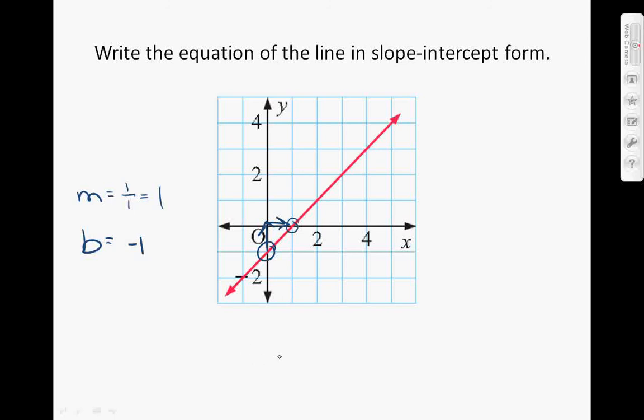So putting this into slope-intercept form, y equals mx plus b, I'm going to replace m with 1, times x, and then the y-intercept, -1. Some people might ask me if that 1 in front of the x is necessary. No. We can always assume it whenever we're multiplying by 1. So if you wrote your equation like this, y equals x minus 1, both of those equations are equally correct.